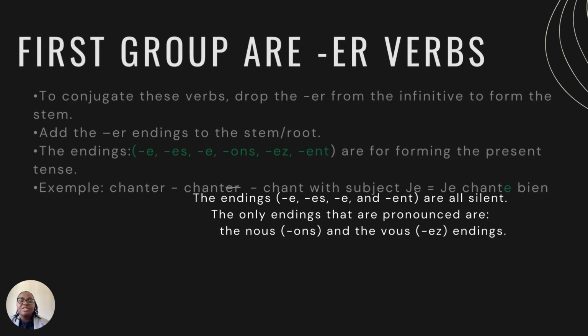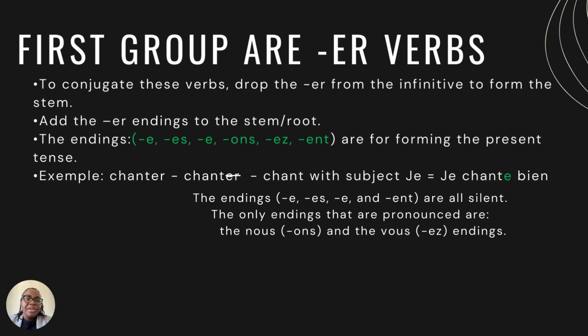Okay, let's now get into the first group and see some examples and how to conjugate verbs on er. So to conjugate these verbs, like I have been saying, you drop the er from the infinitive to form the stem. Then you add the er present tense endings to the stem or the root. And the endings, I've listed them here in green: e, es, e, ons, ez, and ent. And they are forming the present tense.